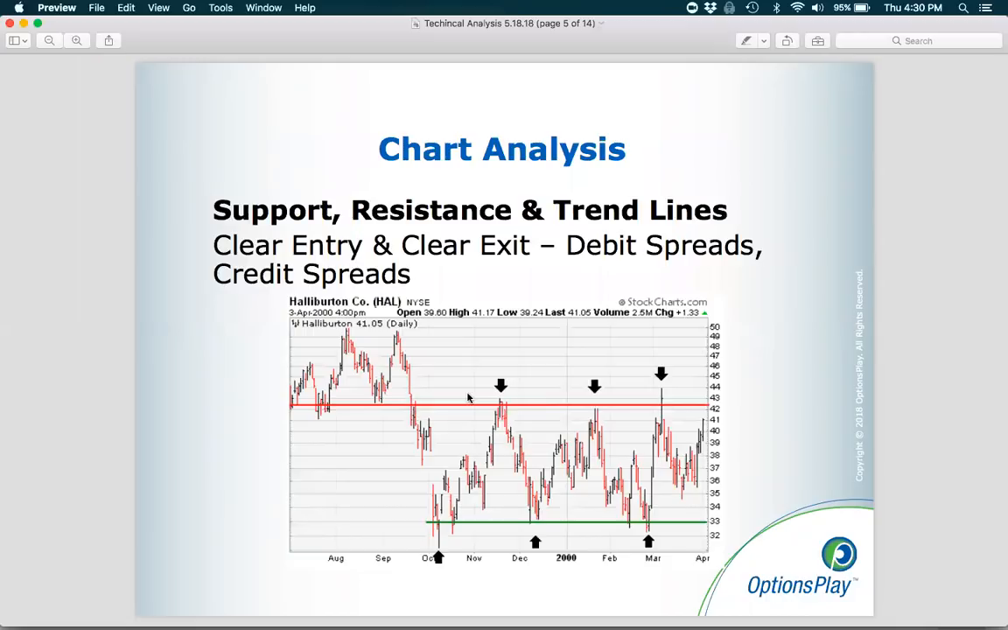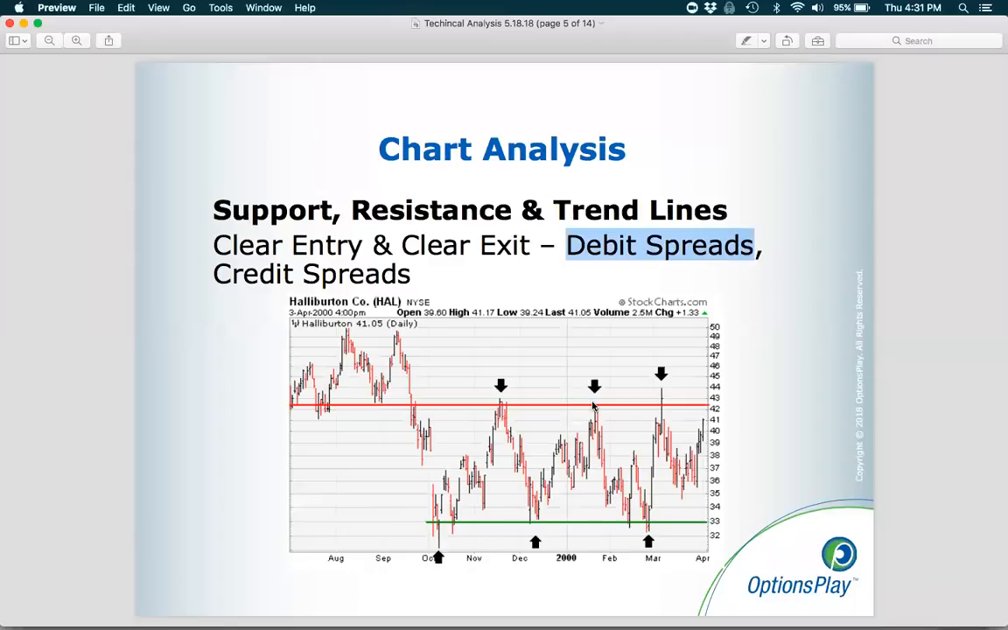And trend lines work very similar to this, just that they may be sloping higher or sloping lower. And these types of trades give you a clear entry because it tells you exactly when to enter around this 33 level and what your target is, this 42 level. And because you have a clear entry and a clear exit, these are typically very good to use with debit spreads because you know exactly where your entry price is and you know roughly where your target price is. You can use those levels to help you select your strikes for your debit spreads.